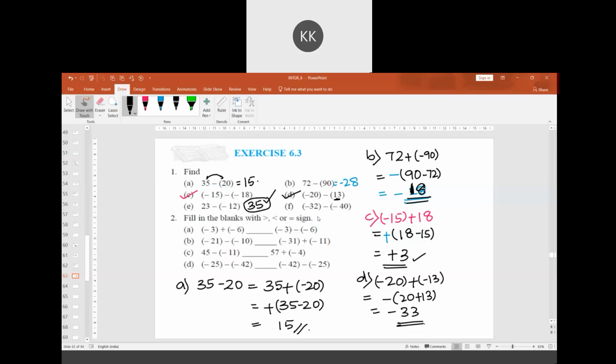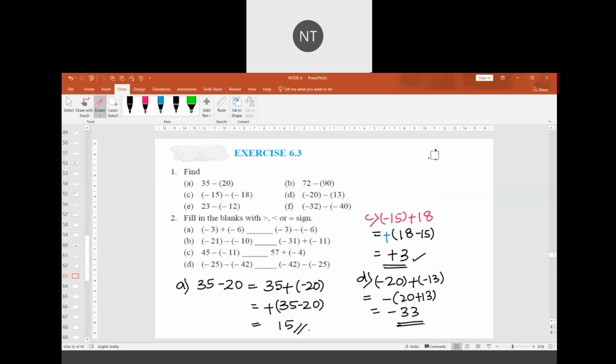Very good. 35 is the right answer. For this, the answer is plus 8. So all of you have done. You know the answer for the last one. Yes, sir, we all have done the examples.